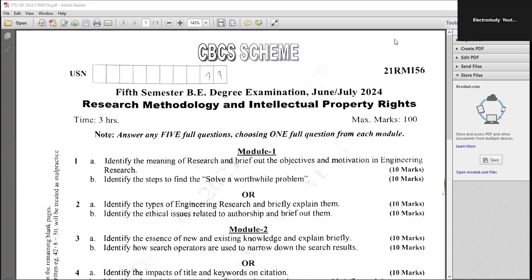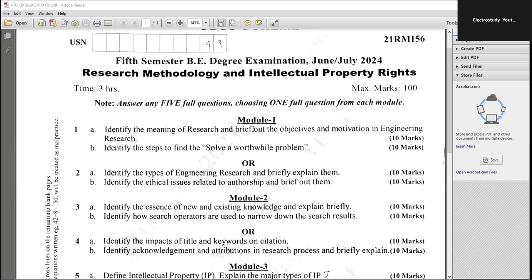Welcome back to the question paper discussion for the subject Research Methodology and Intellectual Property Rights. I have been discussing the question paper of June-July 2024. Let us inspect the individual questions from each module.